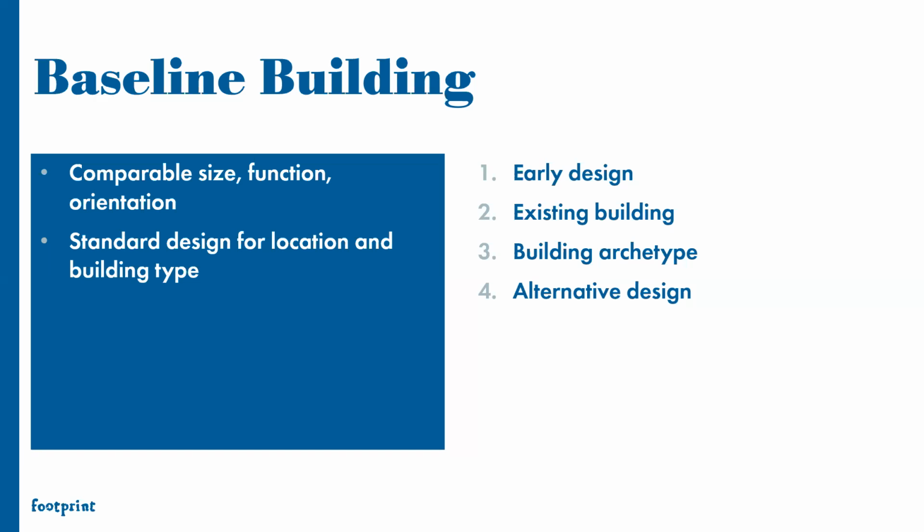When you're comparing against it, is it actually a building that's very similar to it? Talking about comparable size, they ideally should be the same gross floor area, but then maybe the massing might change. Maybe it's a shorter, wider building versus a taller, longer building, etc. And on the right-hand side here, I also have the different types of baselines that we see.